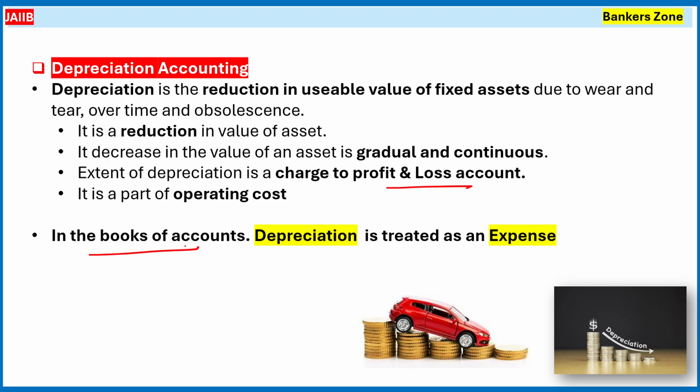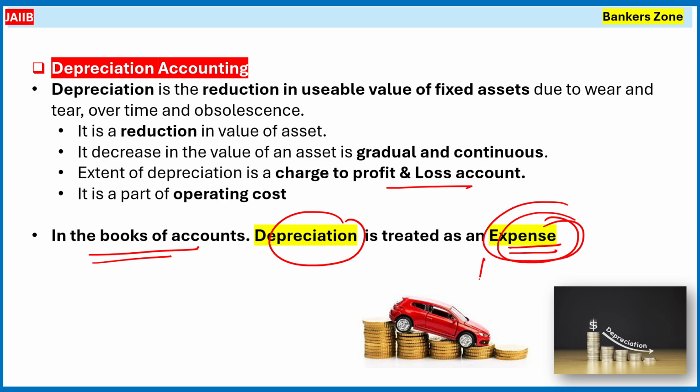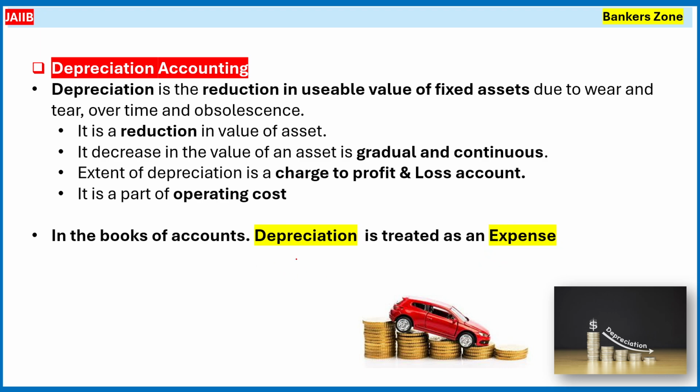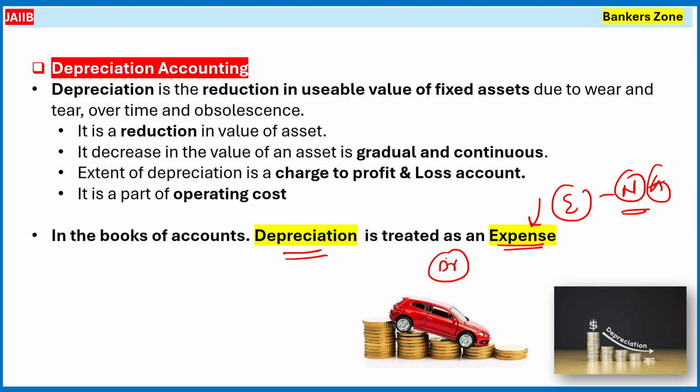Now in the books of account, when we talk about accounting, depreciation is treated as an expense. What is depreciation? It is an expense. Always remember, depreciation we will treat as an expense. And in the beginning, we learned expense is what? It is a nominal account. That's why we will debit the nominal account. Whenever we are debiting expenses, whenever there is a benefit we are crediting, right? So expenses are debited. We are saying depreciation is the expense, so we should debit the depreciation.